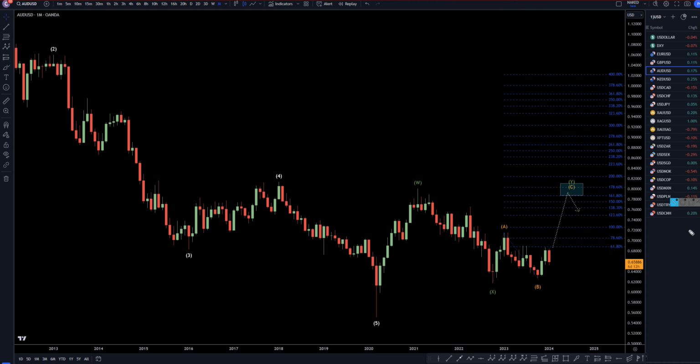Today is Thursday, January 25th, and I'm going to be analyzing the Aussie US dollar, starting on the monthly, working my way down to that 1 hour time frame for the full top down analysis.